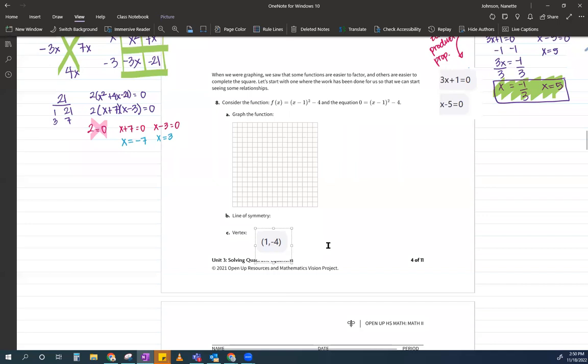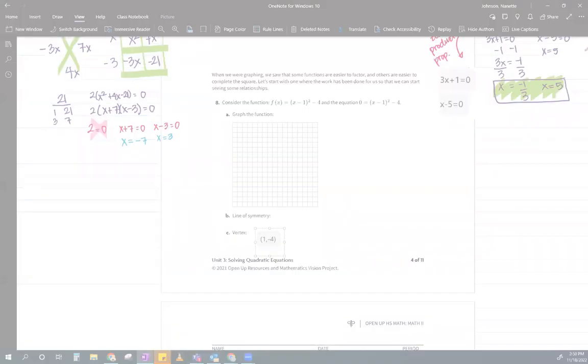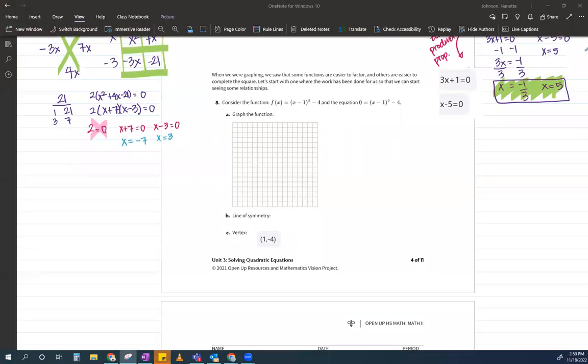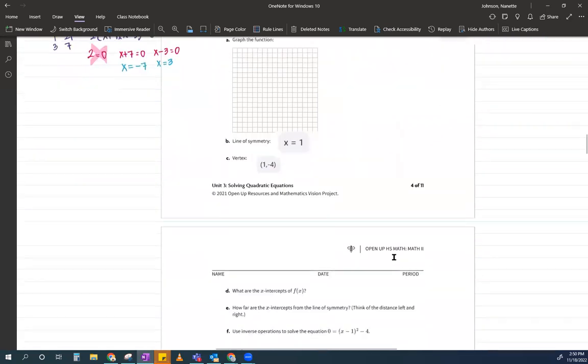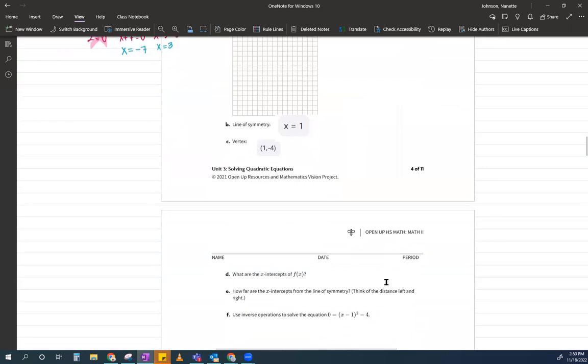Where's your axis of symmetry? Can you all imagine this is your parabola, and then here's your vertex? Very good. X is equal to 1. I like how I could just copy off of my chat. Ms. Johnson, are you copying? Is that called cheating? No, it's called using your classmates' answers. I know you may not use your classmates' answers during the test.